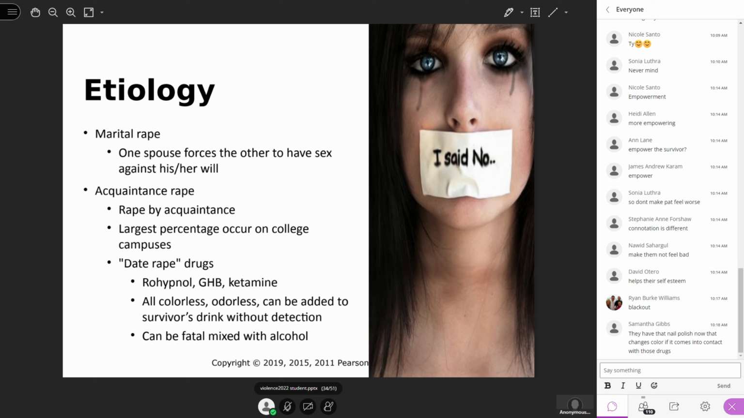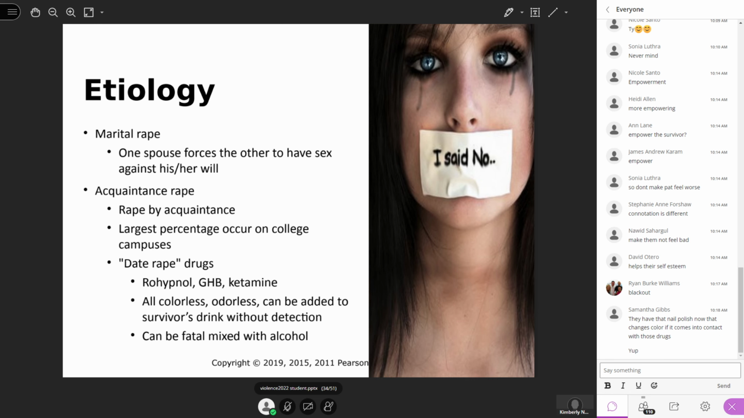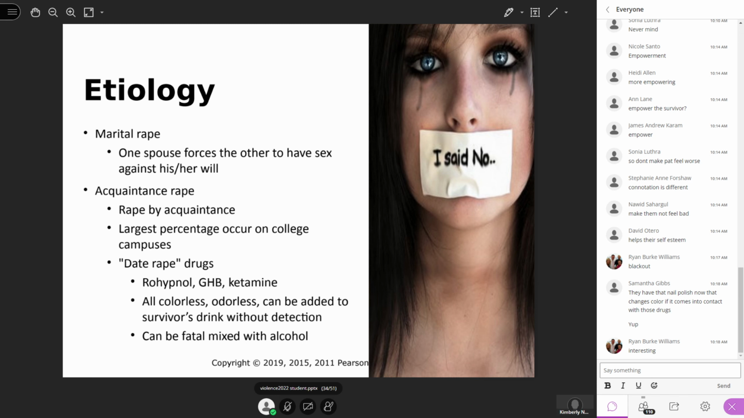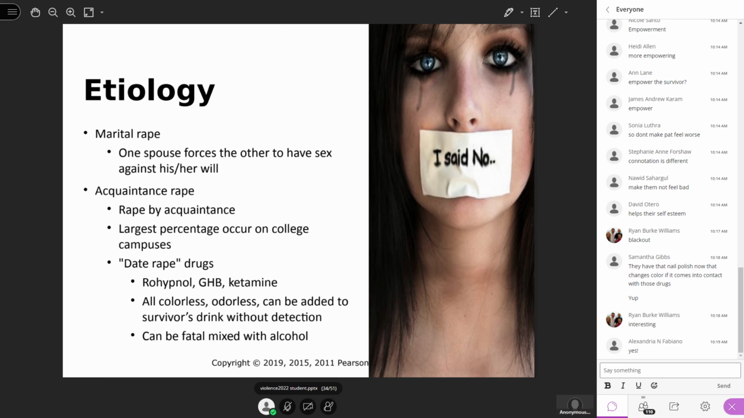They have nail polish now that changes color if it comes in contact. Oh, is that a safety thing, Samantha? You want to share that? You can.